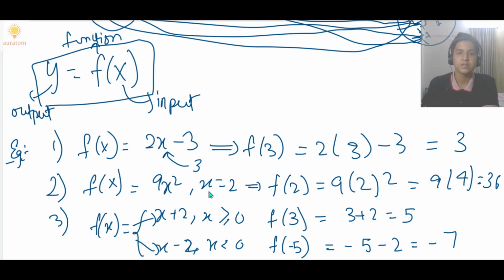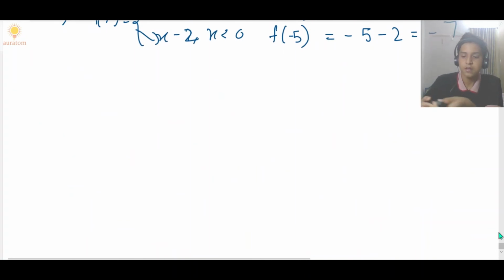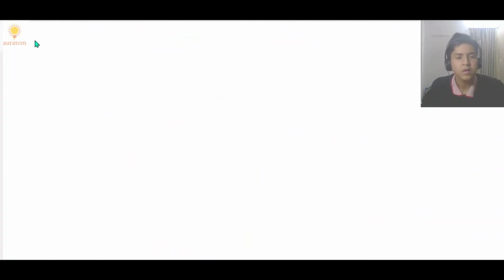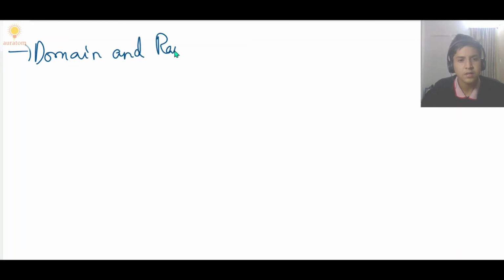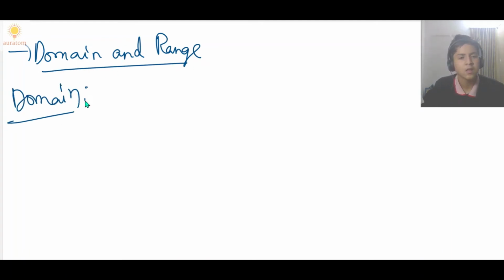So these are some examples of functions, and now let's go into the concept of domain and range. Okay, I'll explain what those are. So domain and range. Let's start with domain. So domain is the set of all possible x values for a function.